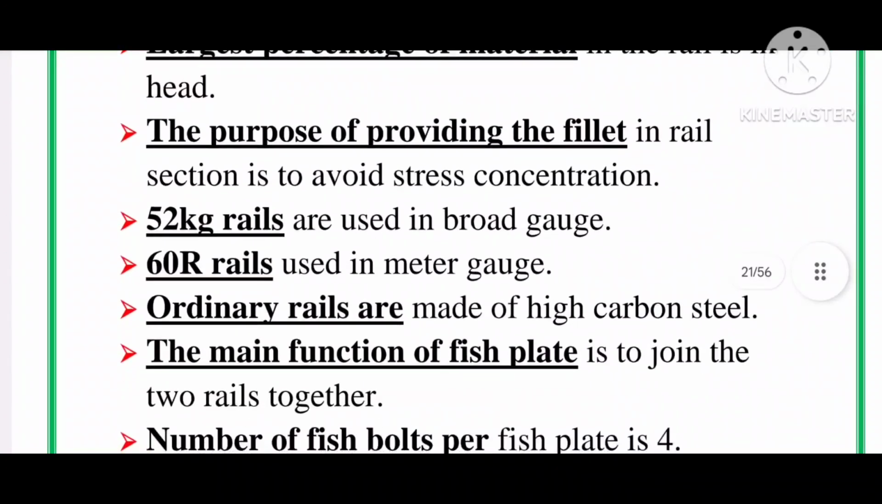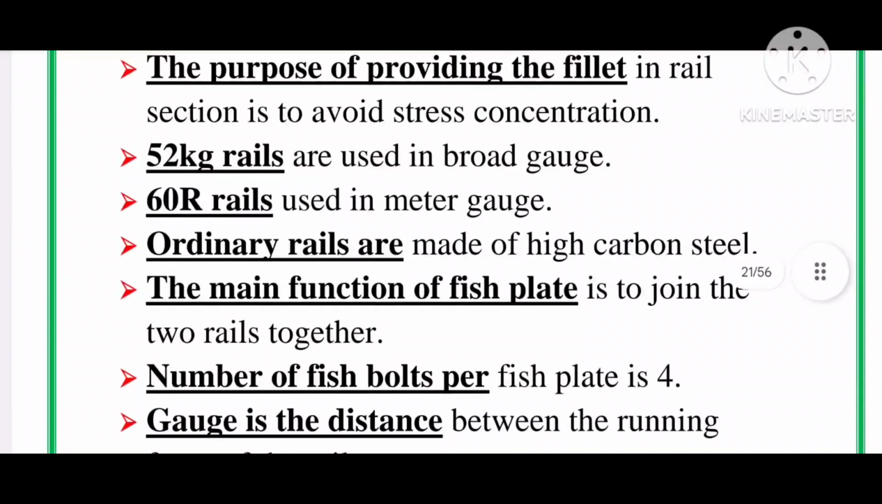The purpose of providing the fillet in rail section is to avoid stress concentration. Next, 52 kg rails are used in broad gauge, and 60R rails are used in meter gauge.